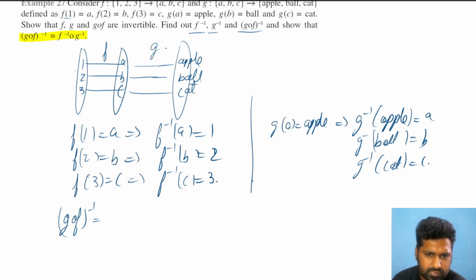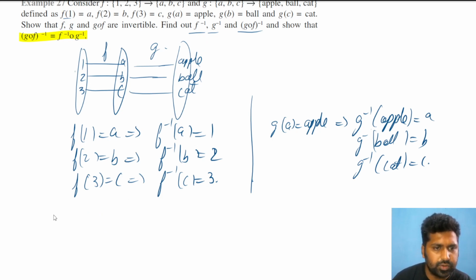So should we do it directly? (g∘f) inverse we can calculate directly now. For (g∘f) inverse, you have to do the reverse of this function. This is what we are calculating, this is g∘f, right? So if we do the reverse, it will be (g∘f) inverse. So let's calculate something else and then I'll show you directly.